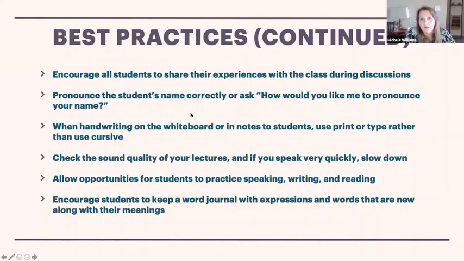Encourage all students to share their experiences with the class during discussions, creating that space and giving students enough time to decide what it is they want to say and to share that. I think for some of the students I've talked to, it's a little bit terrifying to do that. Our classes usually run 70 or 80 students in a classroom, and so it takes some courage to do that in a classroom, or to be on camera on Zoom sharing something, but encouraging students to do that is really helpful. Pronouncing the student's name correctly or asking the student, how would you like your name pronounced, is very important.